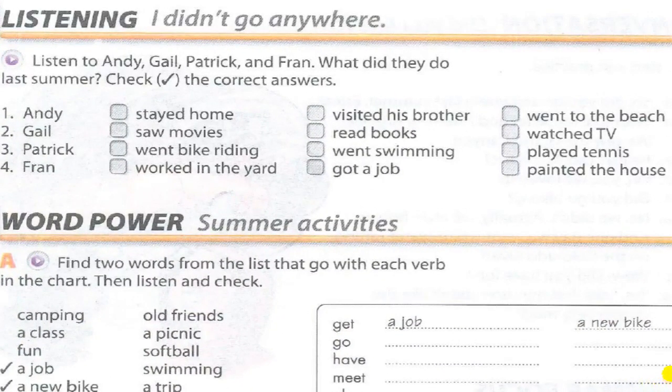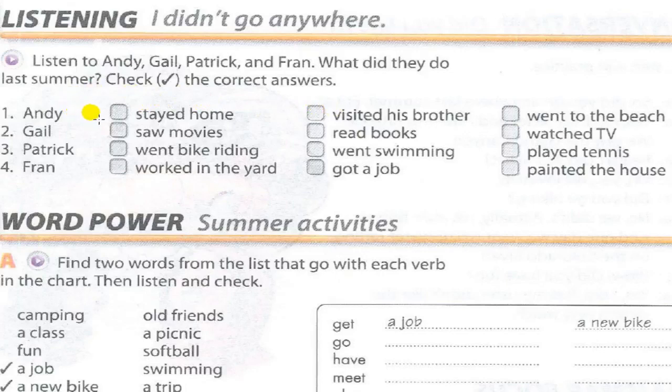Page 96, Exercise 9. Listening. I didn't go anywhere. Listen to Andy, Gail, Patrick, and Fran. What did they do last summer? Check the correct answers.